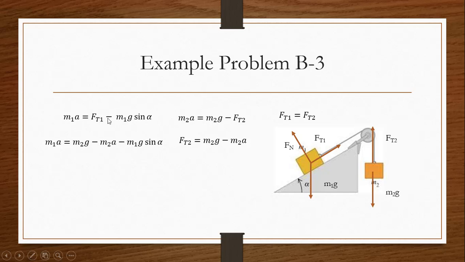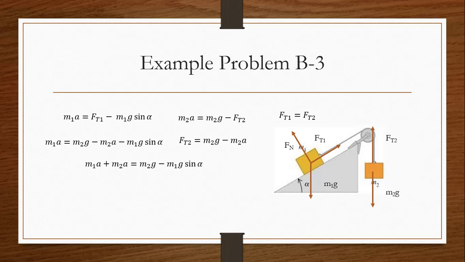So if I know FT2 and FT1 are the same, and I know FT2 is m2g minus m2a, I can say m1a is m2g minus m2a minus m1g sine of alpha. And now I have an equation with just one unknown, and that unknown is a. It shows it's possible to solve this in terms of m1, m2, g, and alpha. So the way to solve this is to get everything with the a on one side and everything without the a on the other side.